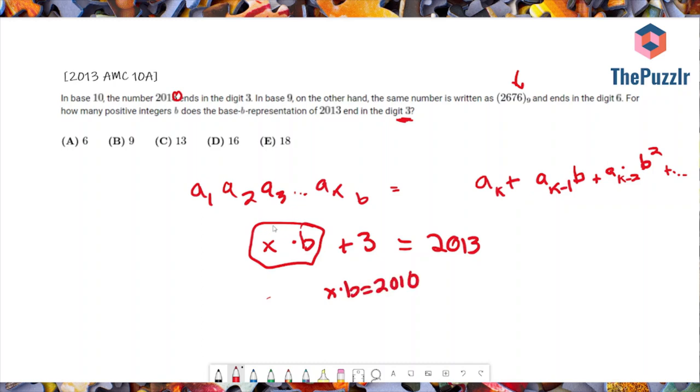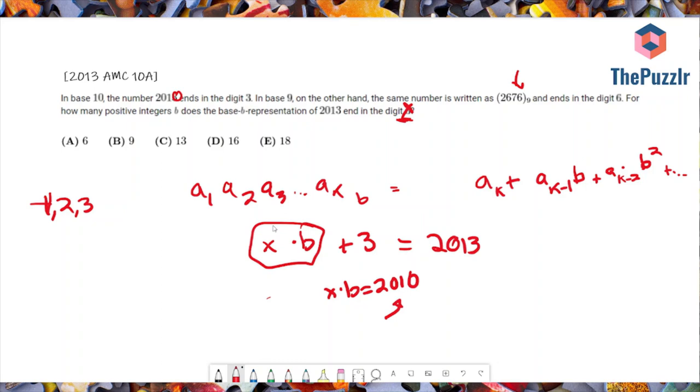So all the numbers that are factors of 2010 are valid bases b, except the ones where 3 is not a valid digit, right? So base 1, 2, or 3 don't work. Base 1 isn't even a real thing, but base 2 or 3 don't work. But you can't have the factors being 1, 2, or 3. So that's very important here. So what does that mean?